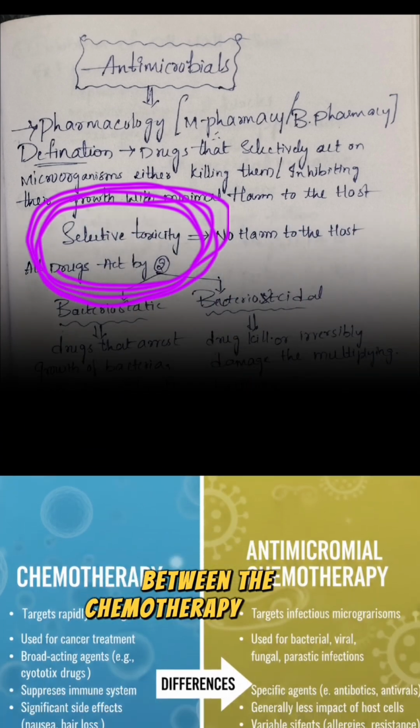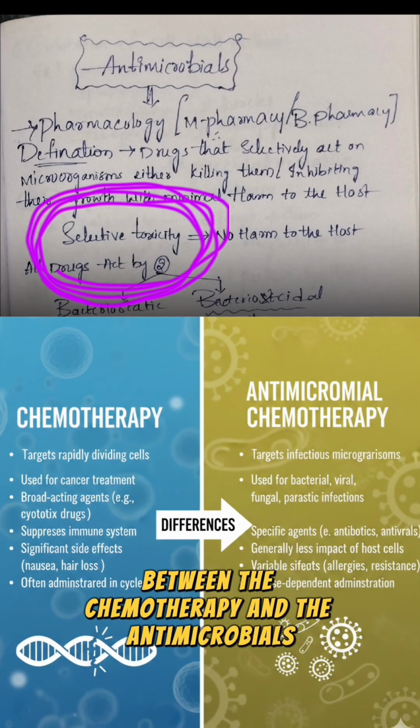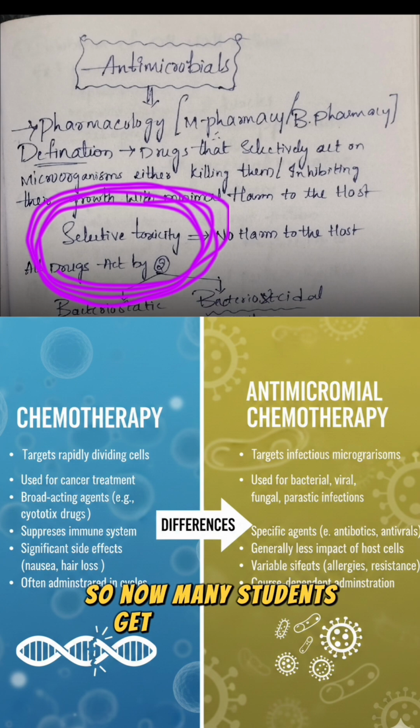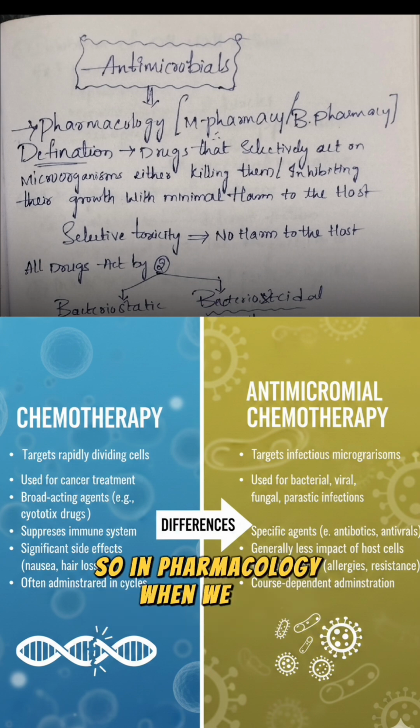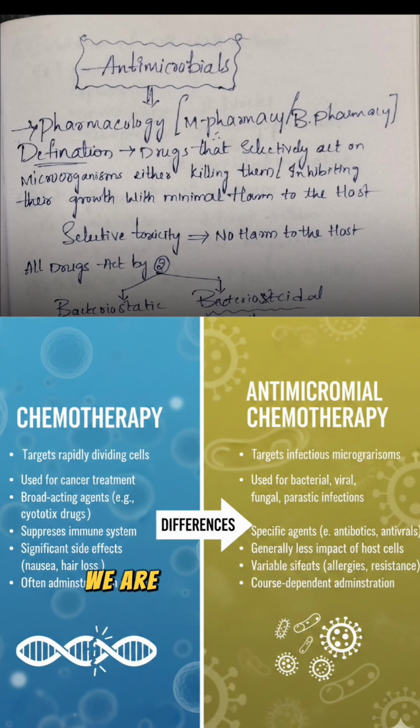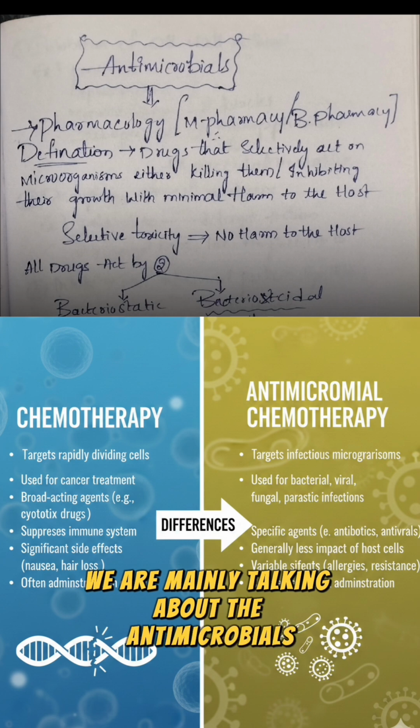Difference between chemotherapy and antimicrobials. Many students get confused here, so listen carefully. Chemotherapy: treatment of diseases using chemicals. Antimicrobial chemotherapy: the treatment of infection using chemicals that act on the microbes. So in pharmacology, when we say chemotherapeutic agents, we are mainly talking about the antimicrobials.